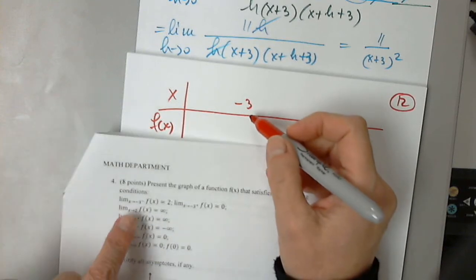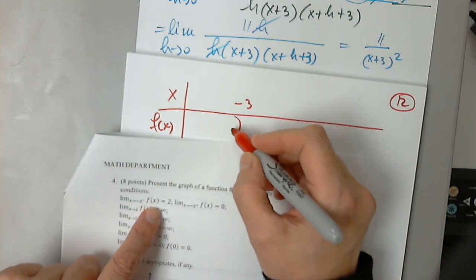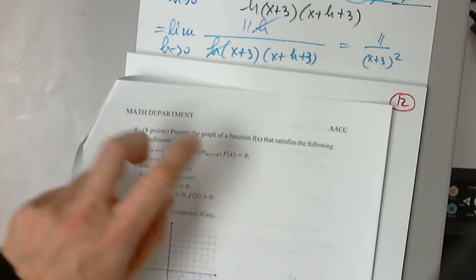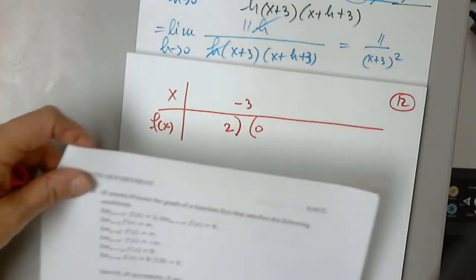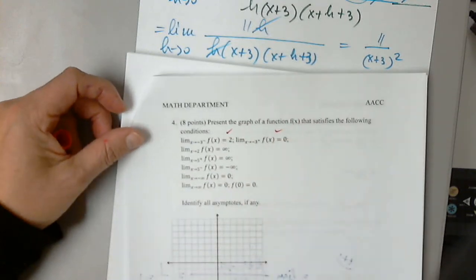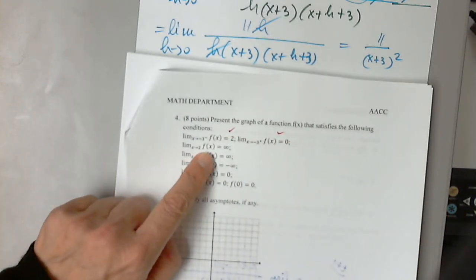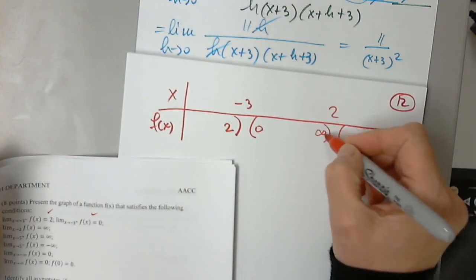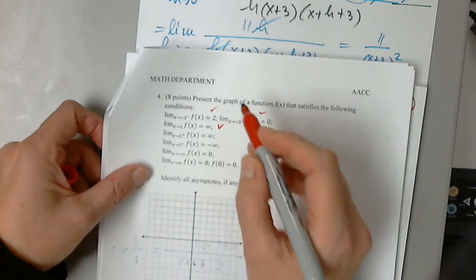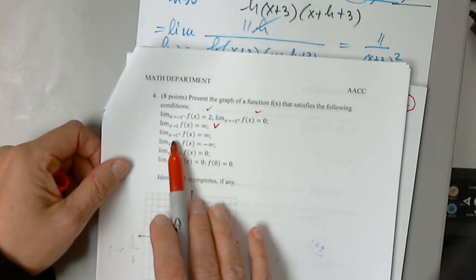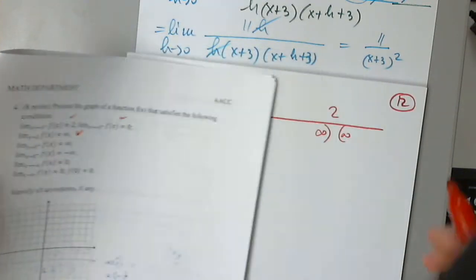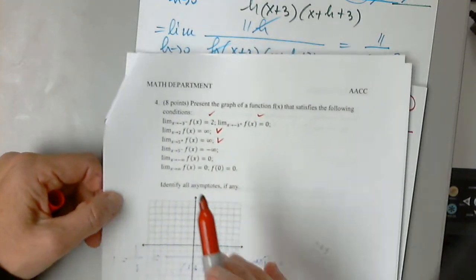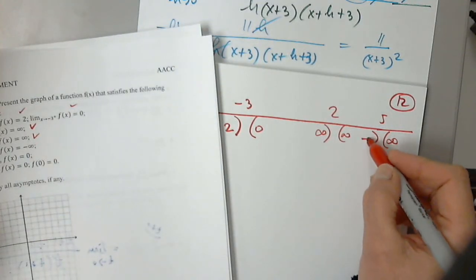Okay, so at negative 3, from the left it is 2, and from the right it is 0. So I took care of this and of this. The limit of f of x as x approaches 2 from both sides is infinity. Done. The limit of f of x as x approaches 5 from the right is infinity, and from the left is negative infinity.